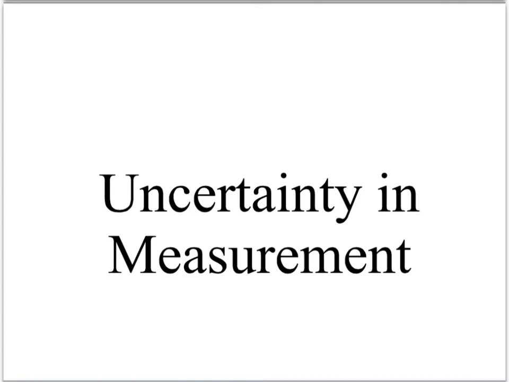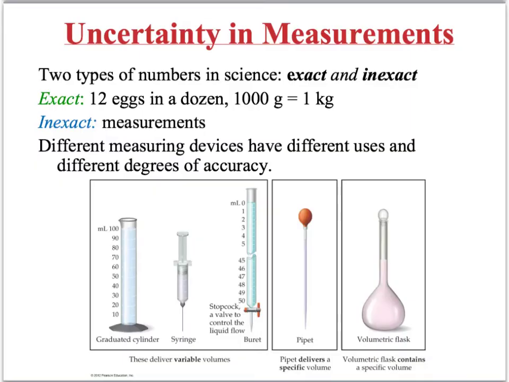Now we can turn to looking at what kind of numbers we can expect when we take different measurements, because there's uncertainty in measurements. There are really two kinds of numbers: exact and inexact. Exact numbers are like the 12 eggs in a dozen, or that 1,000 grams is equal to 1 kilogram. Inexact numbers refer to measurements. Numbers from measurements are always inexact and have some level of uncertainty due to both equipment error and human error, as well as uncertainties which exist in any measured quantity.